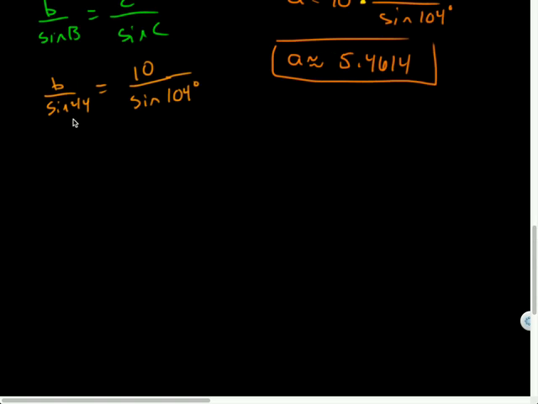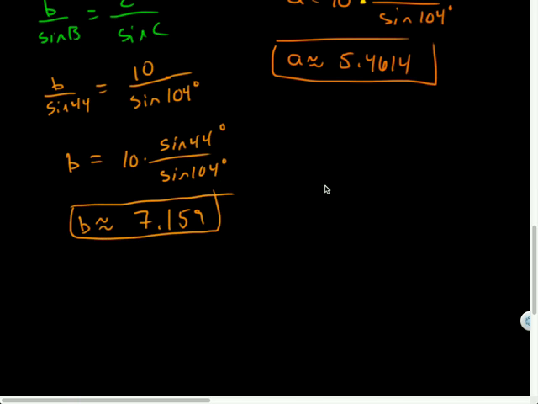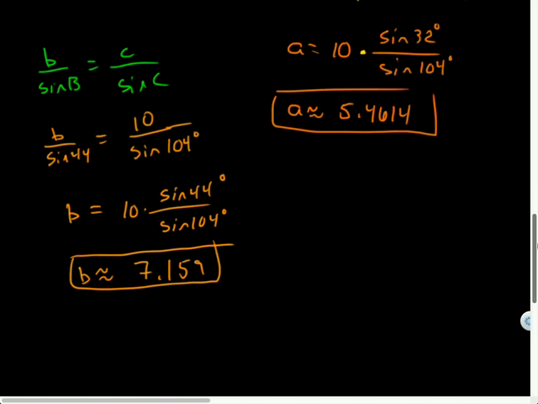So to solve this, I would multiply both sides by sine of 44, and I'd get 10 times sine of 44 over sine of 104. Let's see, 10 times sine of 44 divided by sine of 104, I get 7.159.